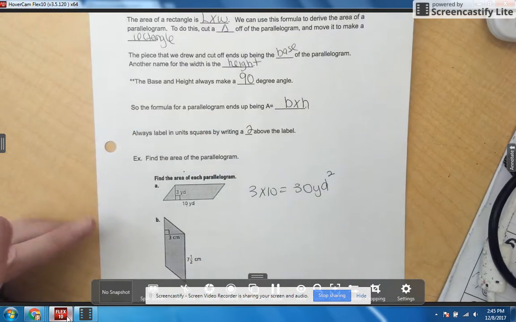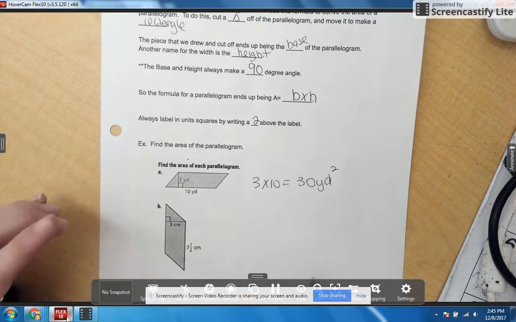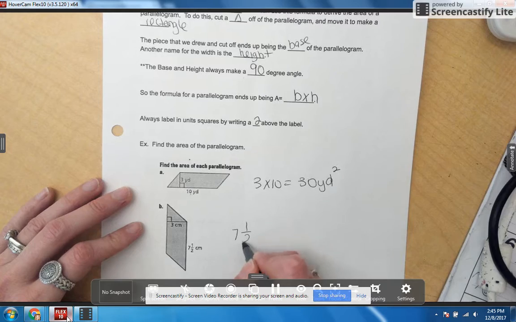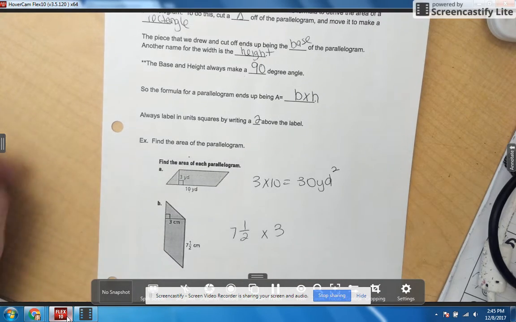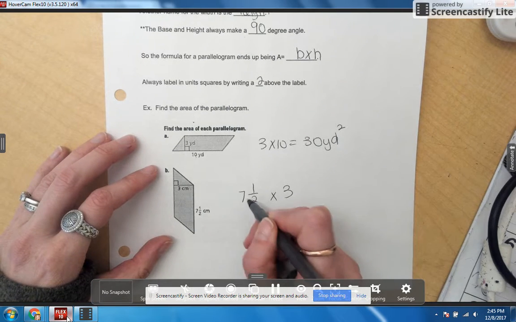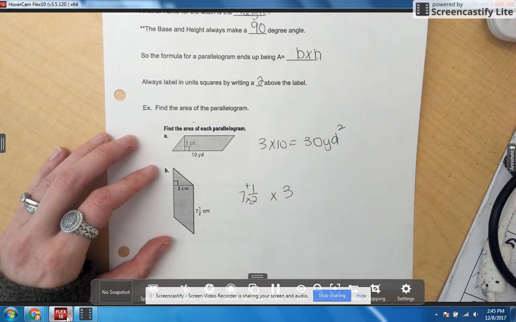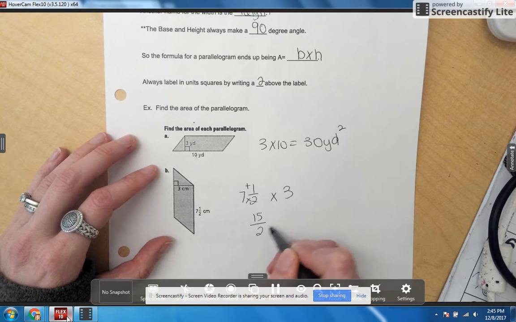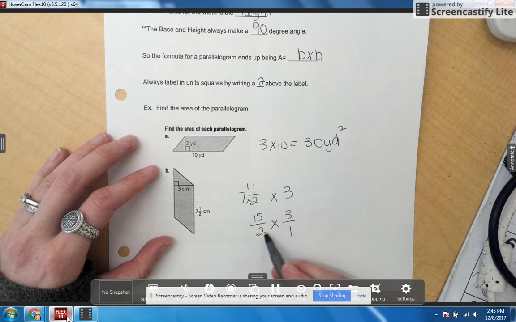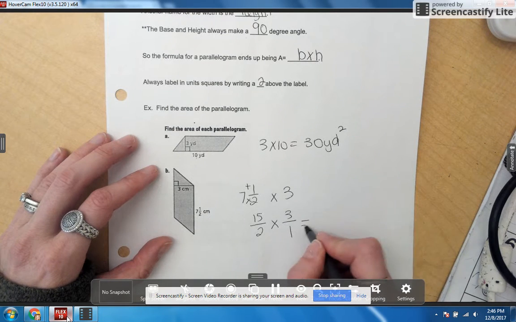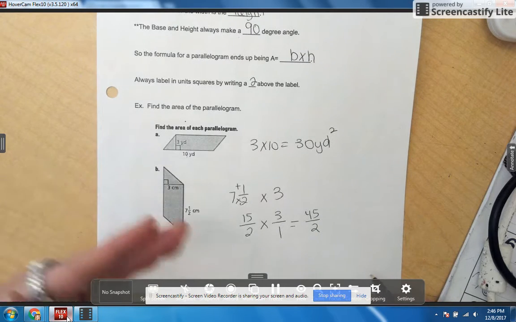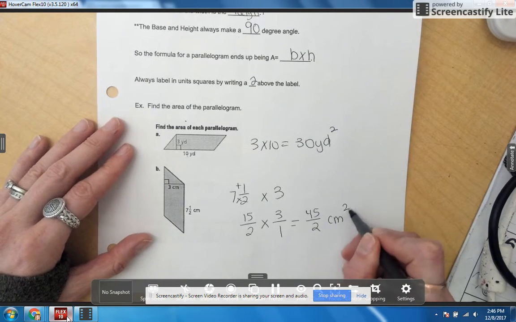Okay, the next one. It's drawn kind of vertically, but same thing. You're looking for the two numbers that make the 90-degree angle. So that's 7 and a half times 3. Now we multiplied fractions a long time ago. If you don't remember, step 1 is make your mixed number improper. So 7 times 2 is 14, plus 1 is 15. So 15 halves times, make your whole number a fraction by writing it over 1. I want to see if I can cross cancel, but I can't. So I'm going to multiply across, and then I get 45 halves. That is in simplest form. You can leave it improper if you want. Centimeters squared.